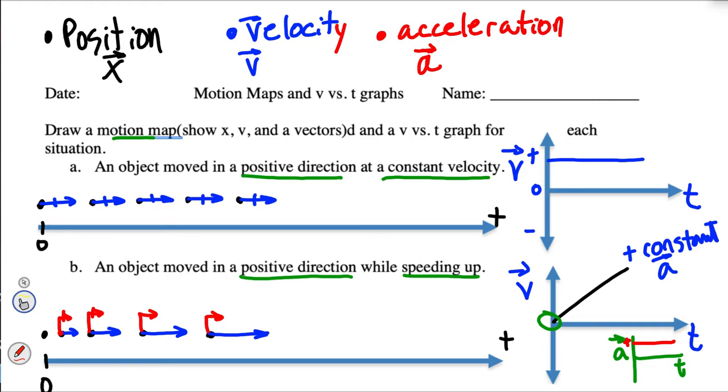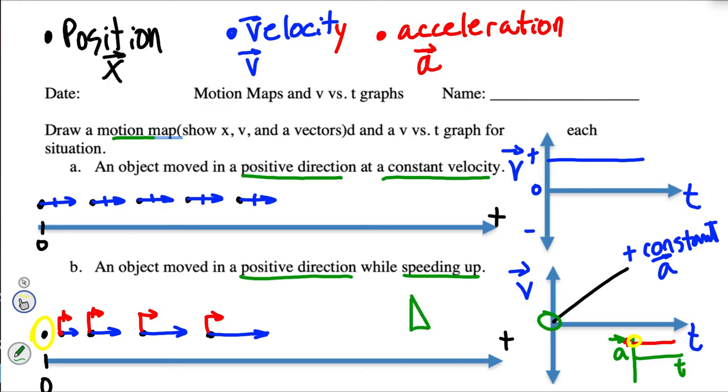But again, let's consider what happens at time 0. At time 0, is it accelerating? To do that, we can consider two things. We could consider the y-intercept of our acceleration versus time graph. Is the y-intercept 0? It's not. We've got a positive acceleration, so we've got some acceleration at time 0. The other thing we should do is consider what acceleration means.